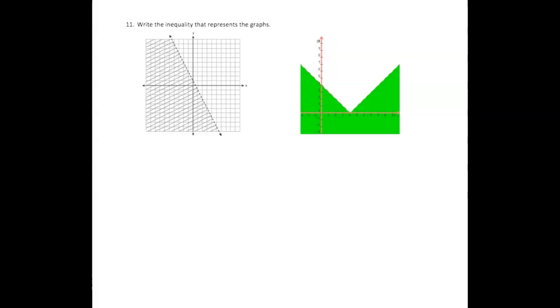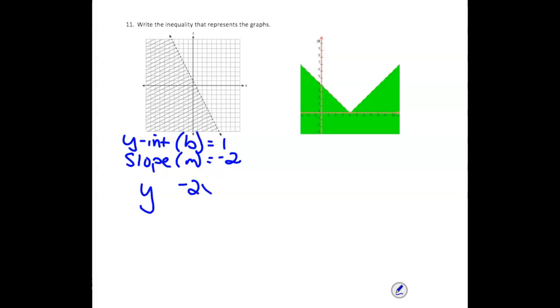All right. The last part, I'm going to give you pictures, and you're going to give me the equations or inequalities. Since there's shading involved, these are going to be inequalities. Okay? Let's start with the first one. It is a line. In order to write an equation for a line, we want slope and intercept. So where does it cross the y-axis? So my y-intercept, or the b value in y equals mx plus b, is 1. And the slope, or the m value, looks like a negative 2. So our equation would be y equals negative 2x plus 1.